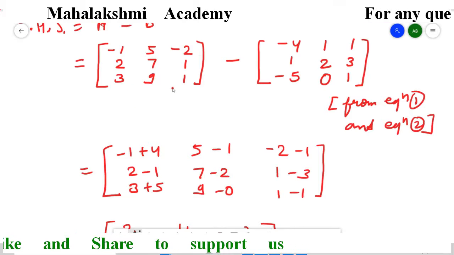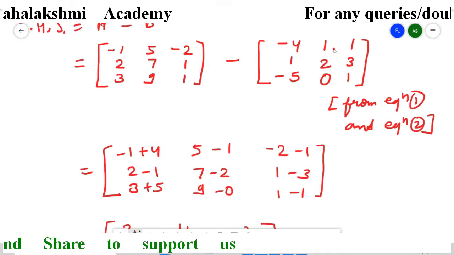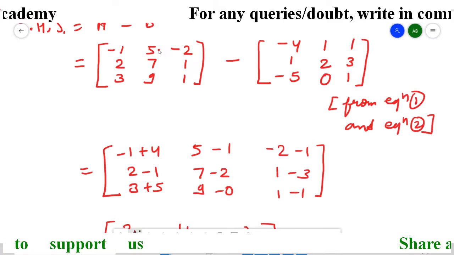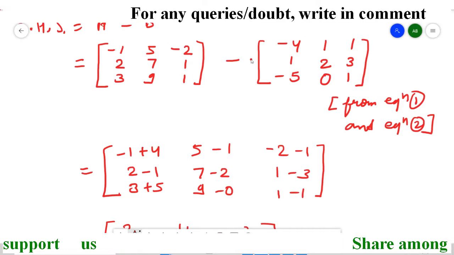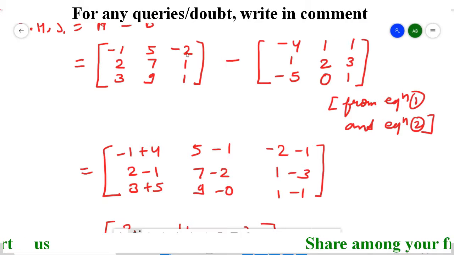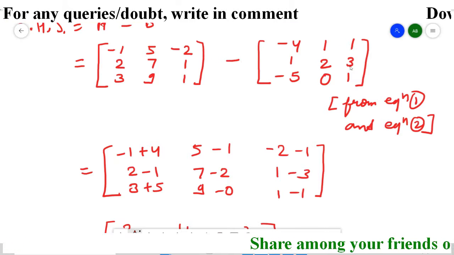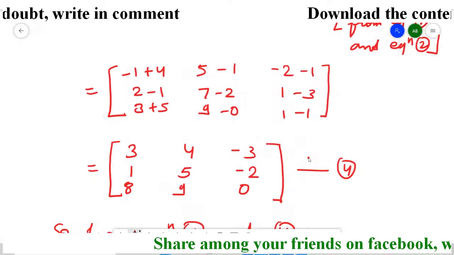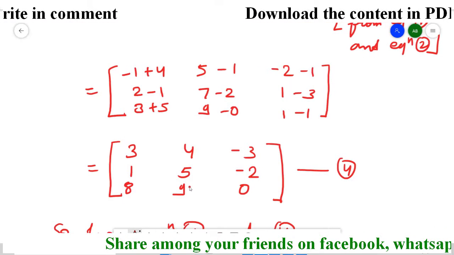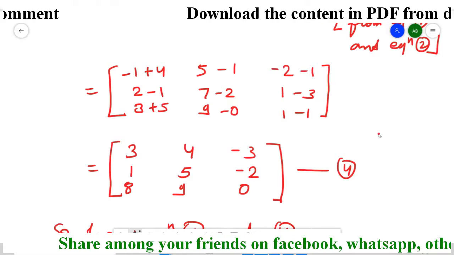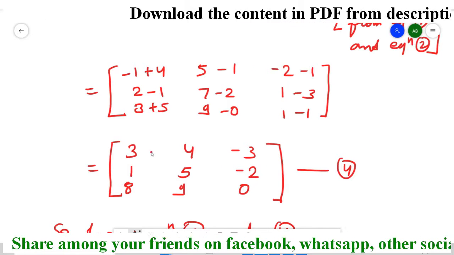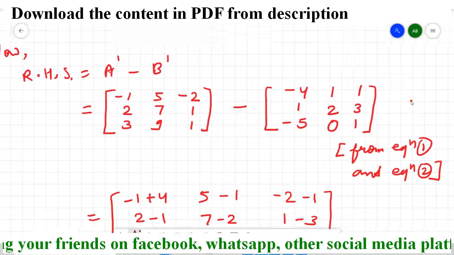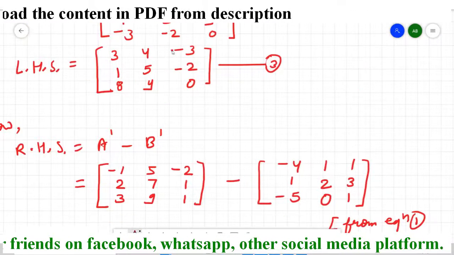The corresponding elements we have to subtract. So minus 1 will be subtracted from minus 4, so it's going to be minus minus plus because of this minus symbol. And 5 will be subtracted from 1, so 5 minus 1. Then minus 2 will be subtracted again from this 1. Like this the corresponding elements are subtracted, and the resultant matrix is this. Now from equations 3 and 4 you can see this matrix. Here you have 3, 4, minus 3, and in equation 3 also you have the same thing. See, 3, 4, minus 3.